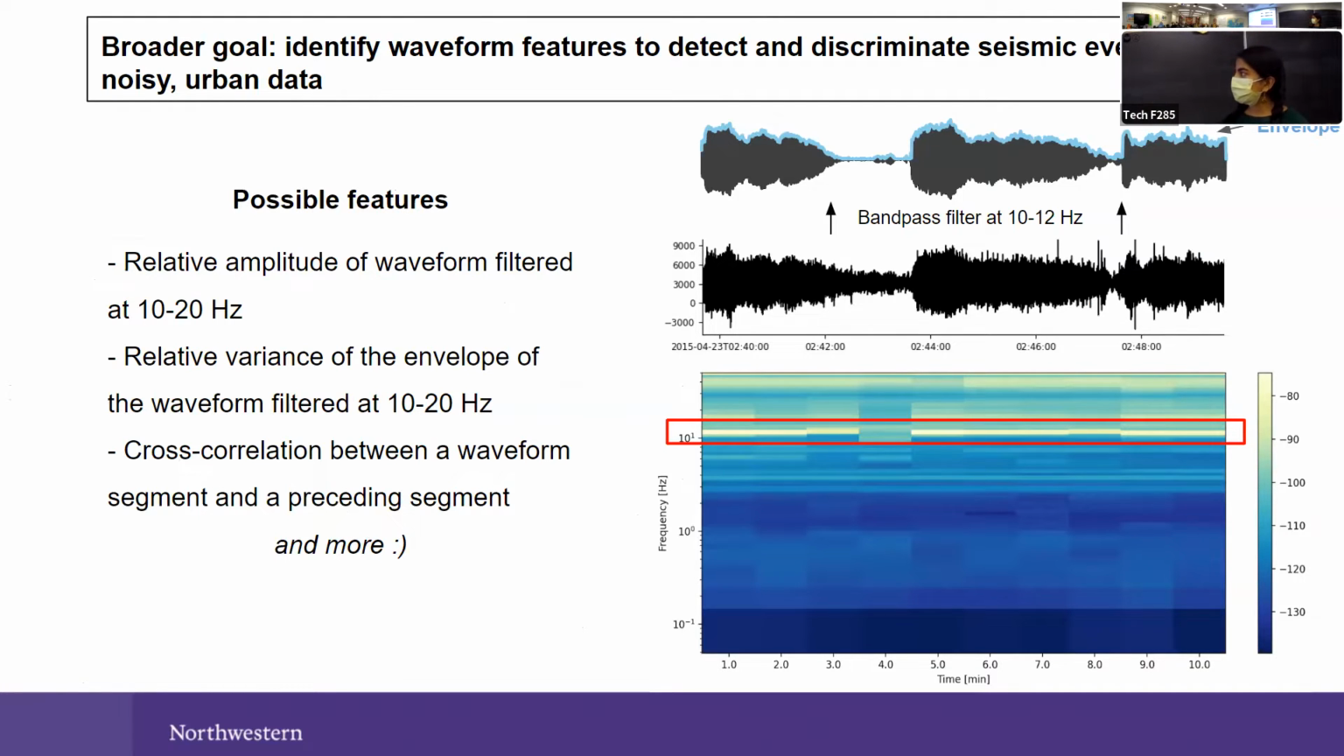As an example, this is a repeating signal that I see all the time. Looking at its frequency content, you can see that it's dominated by noise at this 11 Hz band. So a possible feature could be the relative amplitude of this particular frequency band. It's also kind of blobby, so maybe looking at the envelope of the signal can also be helpful. I'm also exploring some more involved features from studies in signal processing that have been promising as well.